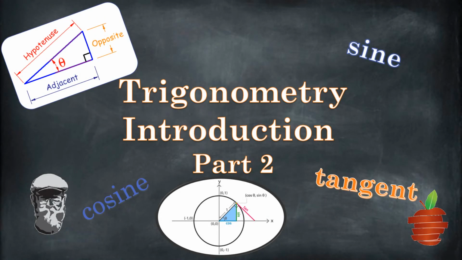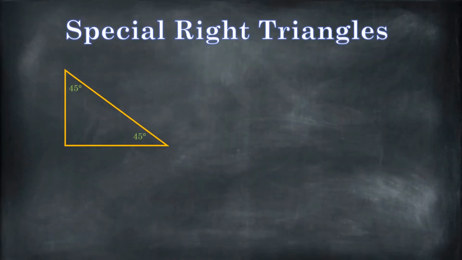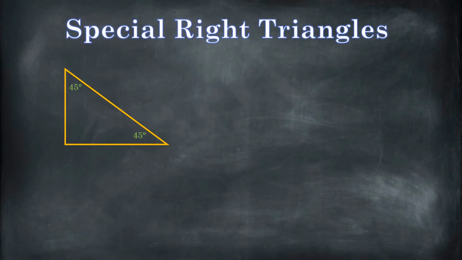Hey, in this video what we're going to be talking about are the special right triangles that are used in trigonometry. So this is Trigonometry Introduction Part 2. Let's go ahead and get to it. There are two special right triangles that we use in trig. One is an isosceles right triangle. It's a 45, 45, 90 like you see here.